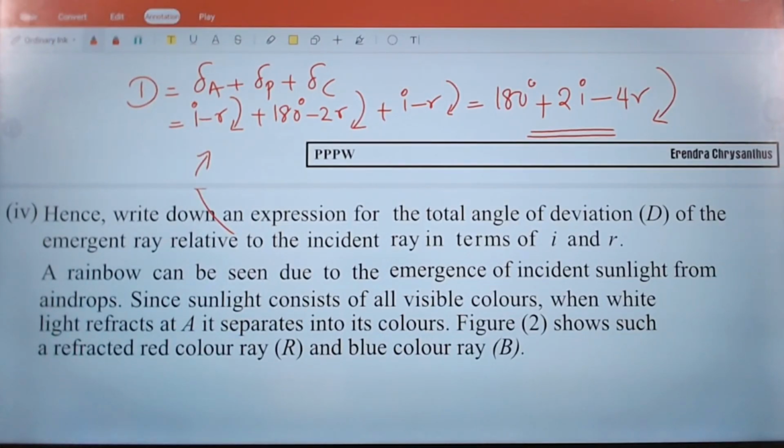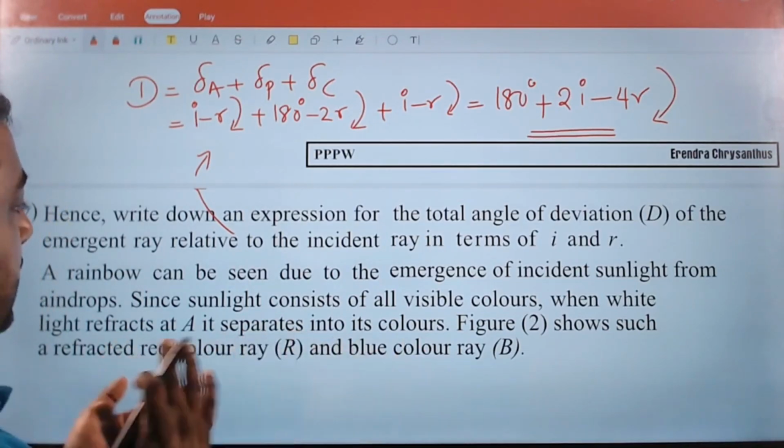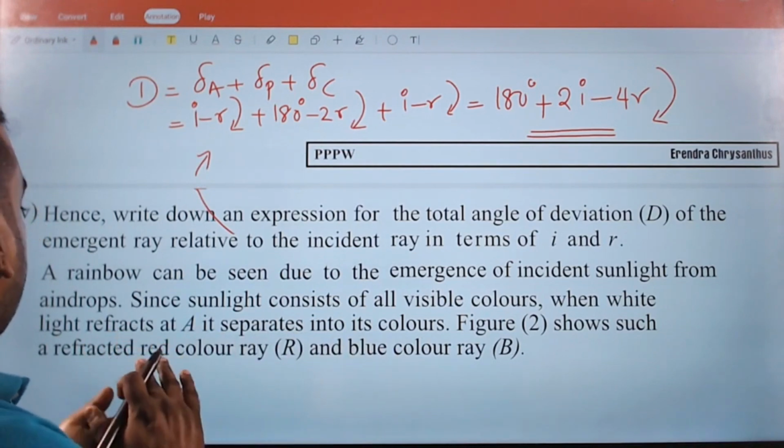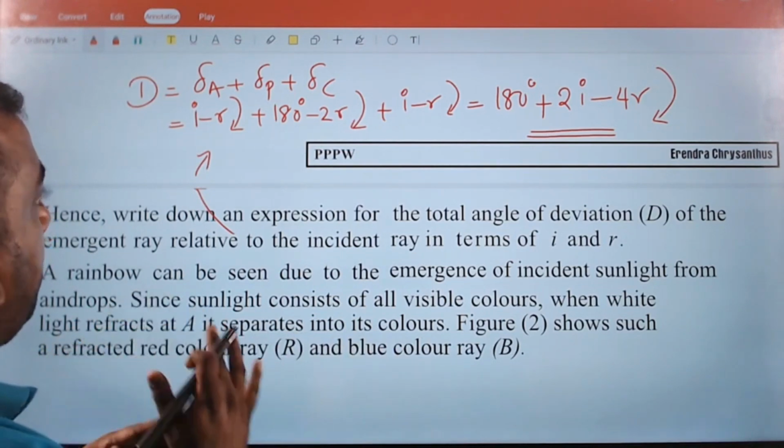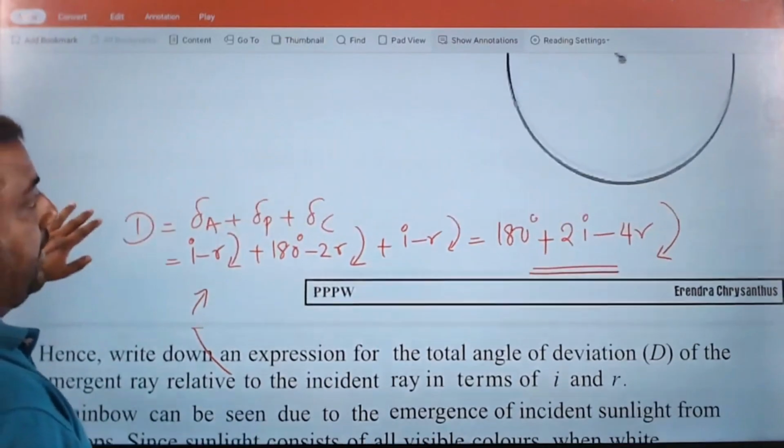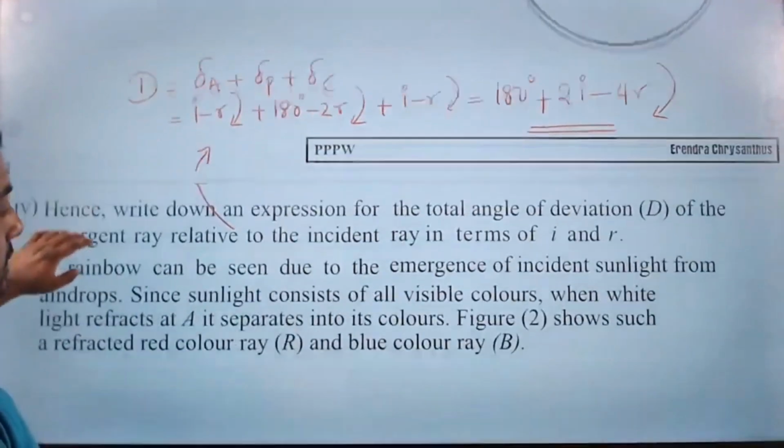A rainbow can be seen due to the emergence of incident sunlight from raindrops. Since sunlight consists of all visible colors, when white light refracts at A, it separates into colors. Figure 2 shows such refracted rays for red and blue. So here red and blue are shown. Right.